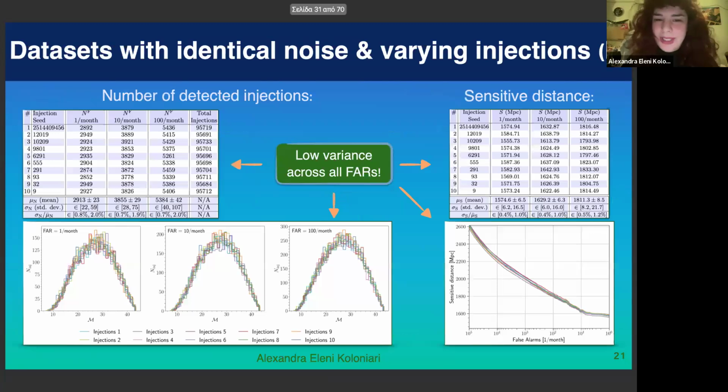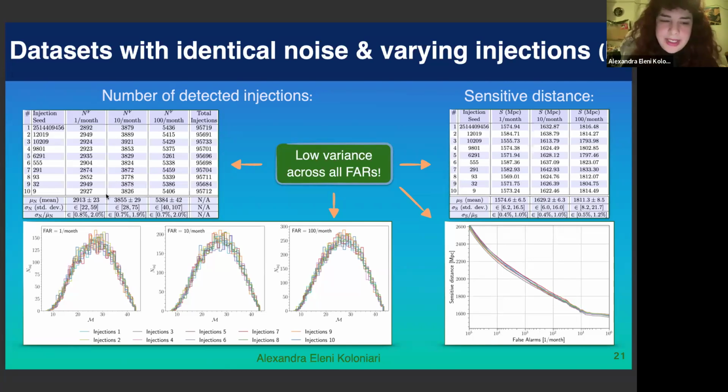Now, let's go to the datasets with identical noise and varying injections. What we notice here is basically that the number of detected injections and the sensitive distance both seem to have low variance across all false alarm rates. In those plots here, you can see the number of detected injections versus the chirp mass for false alarm rate equal to 1, 10, and 100 per month. Here you can also see the sensitive distance versus a false alarm rate, just like before.